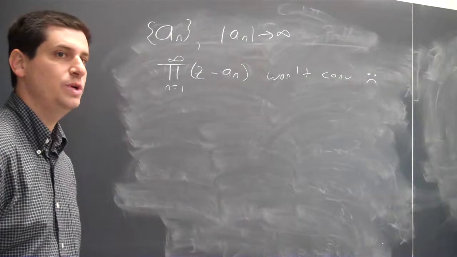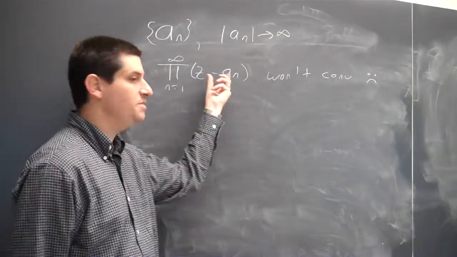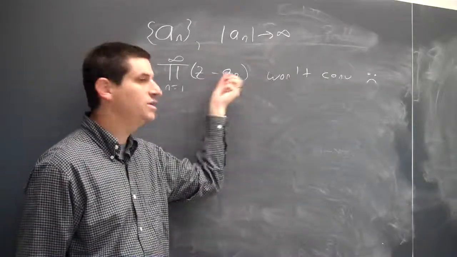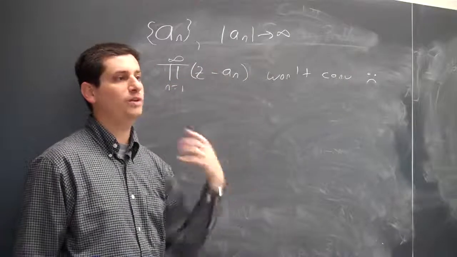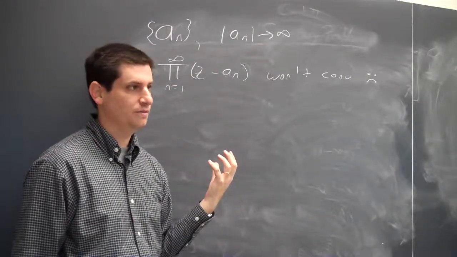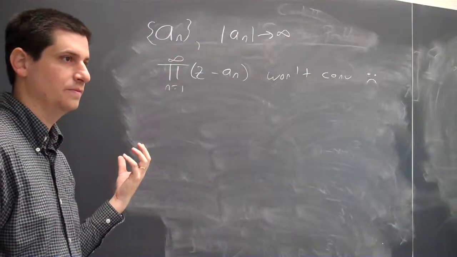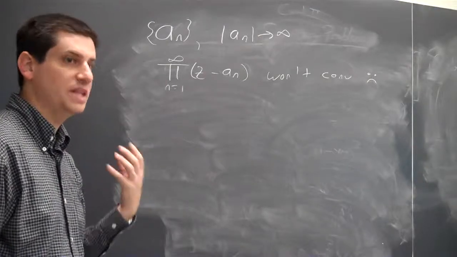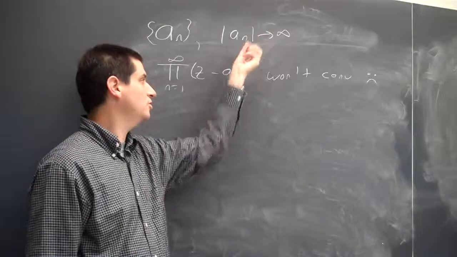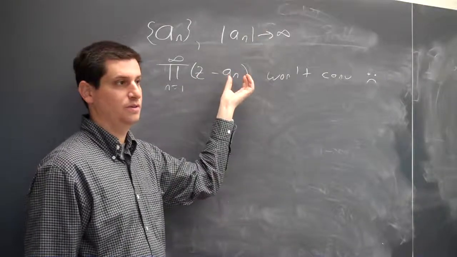But maybe there's a way we can tweak the problem. So why was I writing it as z minus a_n? I wanted something that will be 0 when z equals a_n. Can you give me another way of writing a factor that has a 0 when z equals a_n? Z minus a_n is bad because as a_n goes to infinity, if z is fixed, this is going to just diverge.